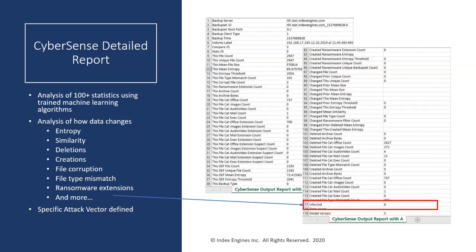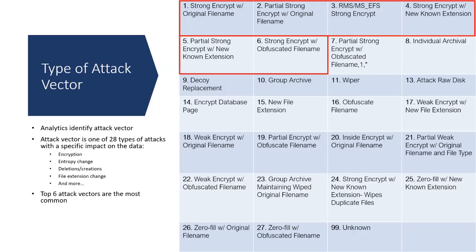What you do need to see is the attack vector. Basically it's saying, hey, based on the way the data is changing here, it looks like you're under attack vector number 6. CyberSense monitors about 28 different types of attack vectors. A lot of them are very obscure. The top 6 highlighted in red there are the most dominant ones. Those are 99+% of what cybercriminals are doing today.